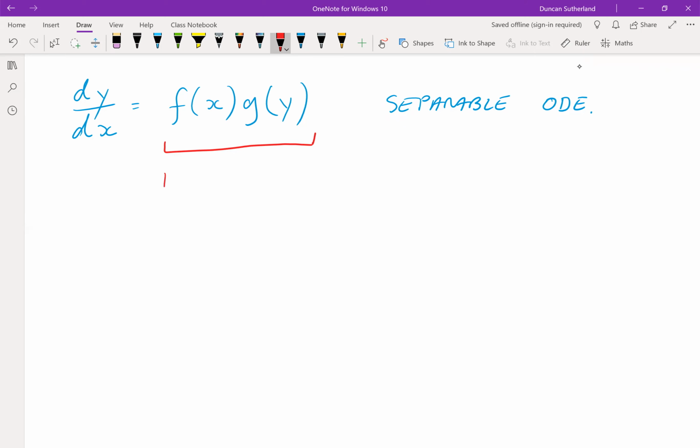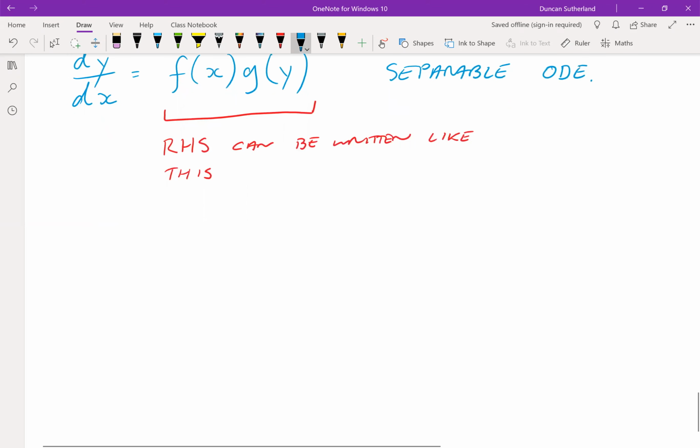The right-hand side, side starts with an S. The right-hand side is two functions individually, one of the dependent variable and one of the independent variable. So if you're given an ODE and it can be written in this form, then you have a separable ODE and you can use the techniques that we've learned.